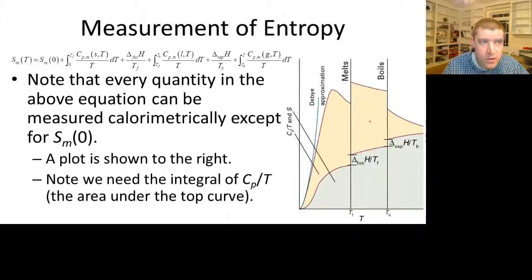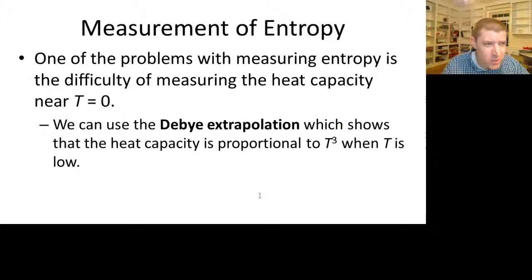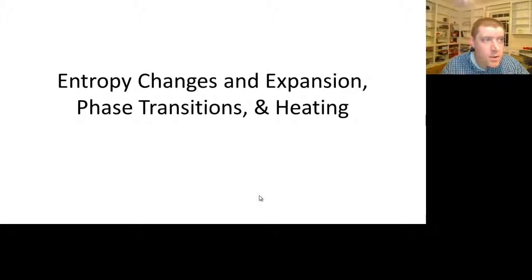So if I go back and show you, here's the Debye approximation, right? And as the temperature gets lower and lower, as we get closer and closer to the origin here, the Debye approximation, the Debye extrapolation, becomes closer and closer to the value here for Cp over T. So it gets better and better, but it fails at high temperature. All right, so that was the entropy changes and expansion, phase transitions, and heating.